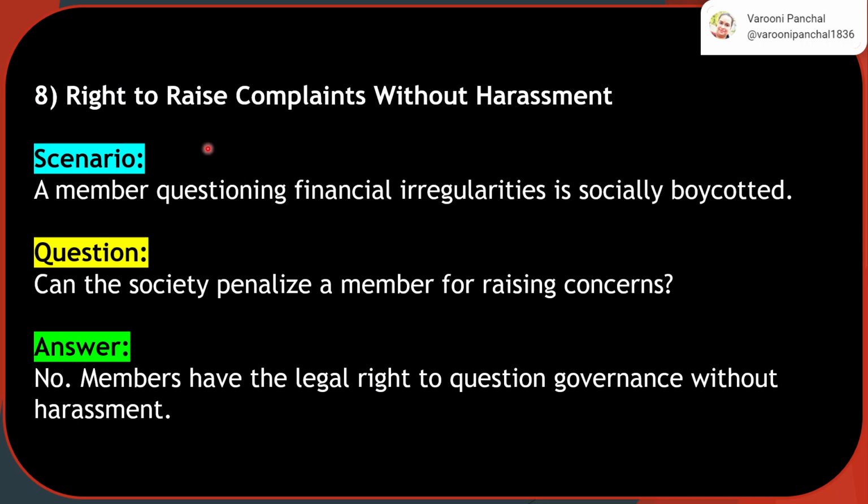Number 8. Right to raise complaints without harassment. Scenario. A member questioning financial irregularities is socially boycotted. Question. Can the society penalize a member for raising concerns? Answer. No. Members have the legal right to question governance without harassment.